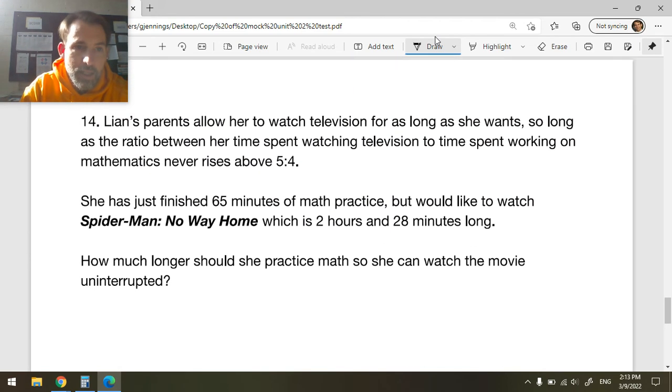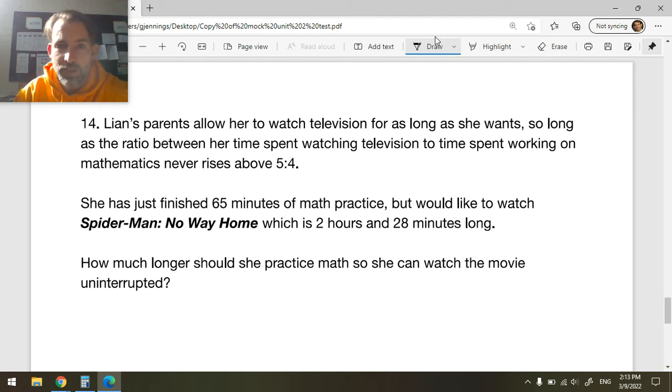All right. Leon's parents allow her to watch television. She can watch as long as she wants, but she has to do math practice. If she watches 5 minutes of television, she has to have done 4 minutes of math practice. You have to eat your dinner before you have your dessert, folks, in life. So, if she's finished 65 minutes of practice already, how much more does she need to practice so that she can watch Spider-Man No Way Home?